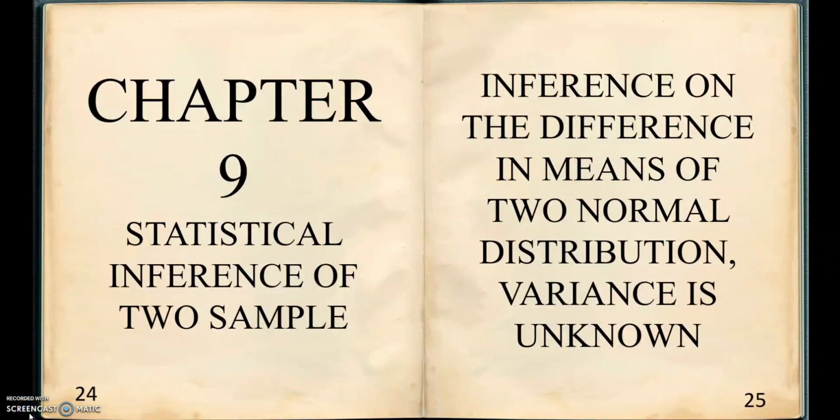Good day everyone. Now let's tackle chapter 9, entitled Statistical Inference of Two Samples, and its subtopic, the inference on the difference in means of two normal distributions, variance unknown.